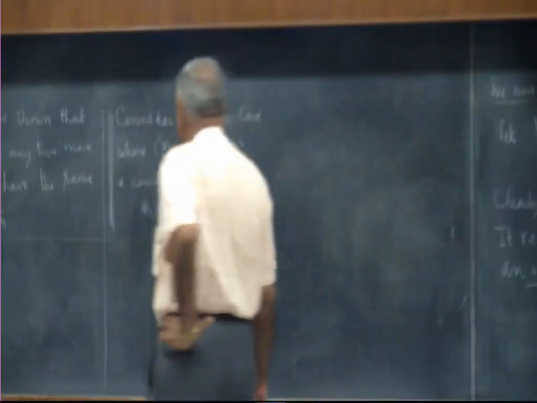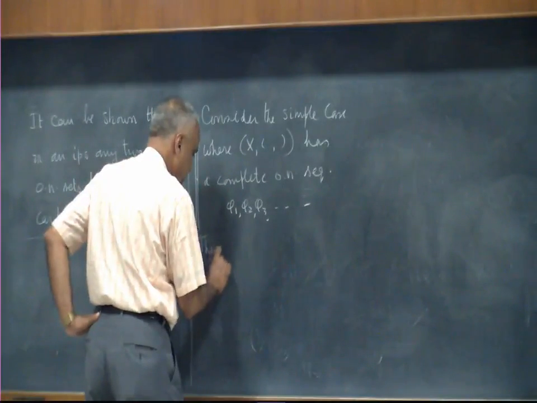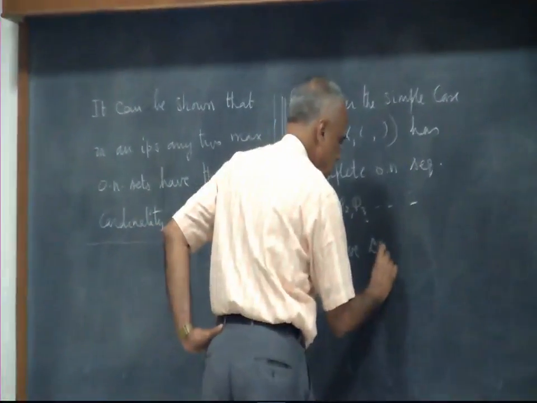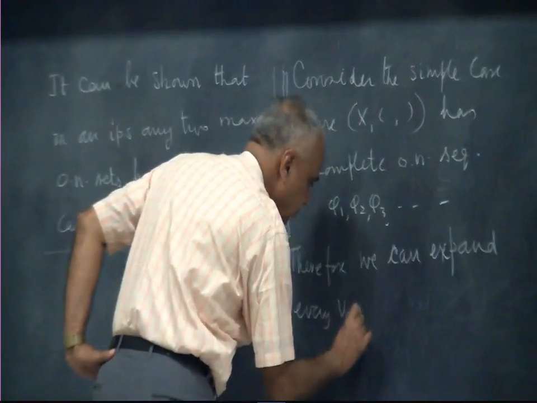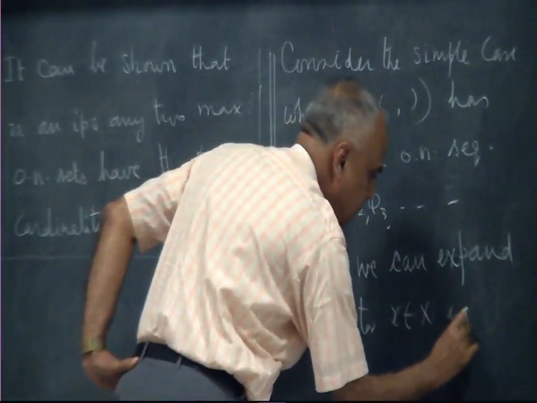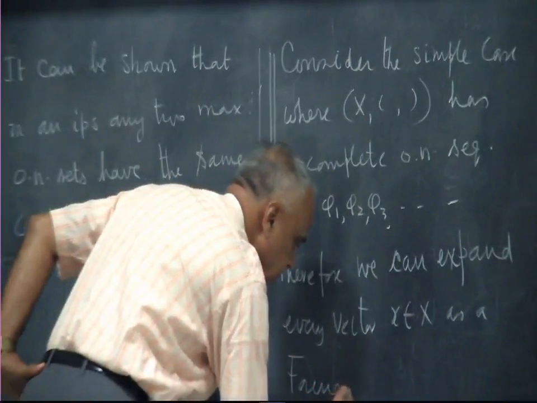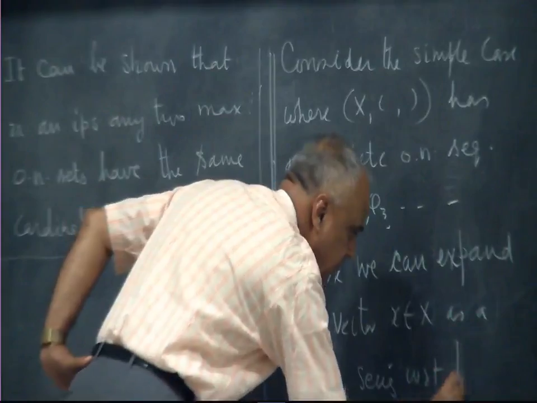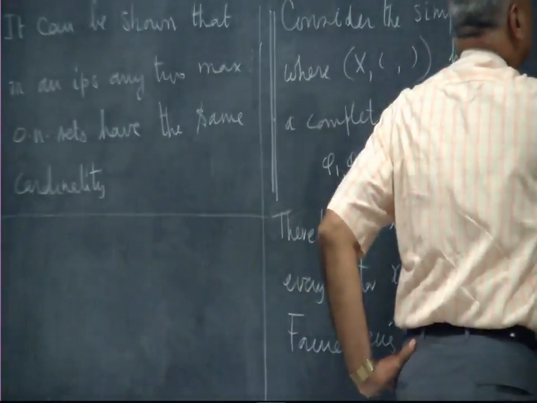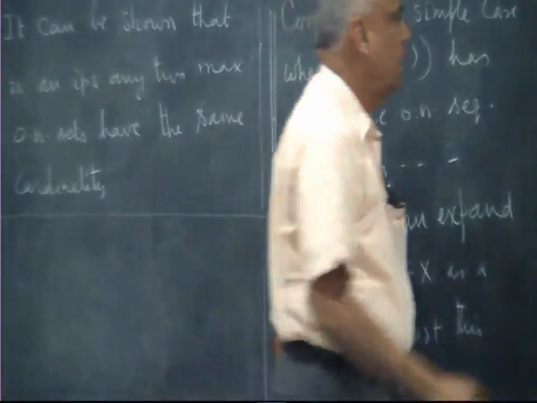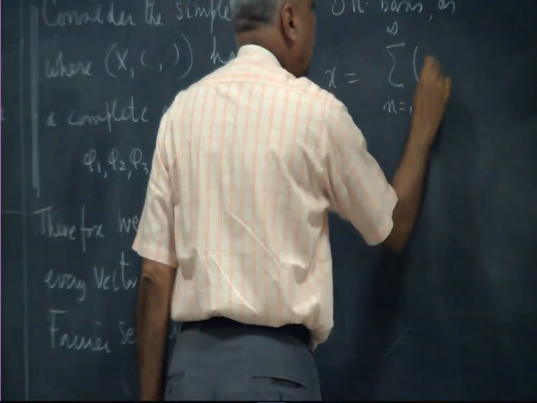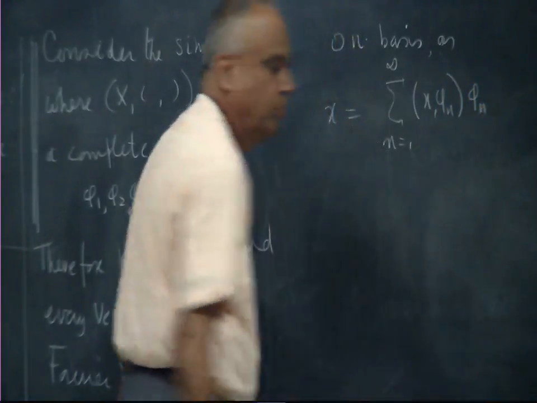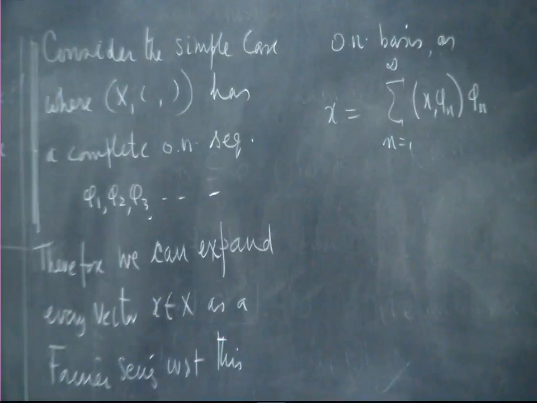So, in particular, we can expand every vector x in X as a Fourier series with respect to this orthonormal basis, as x equal to summation n equal to 1 to infinity of the inner product of x with phi n, times phi n. This is because once you have a basis, automatically the Fourier series will follow.